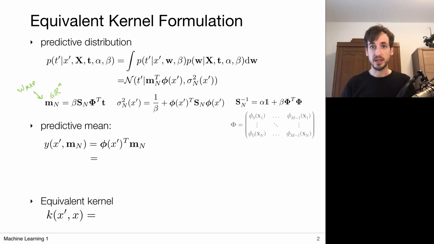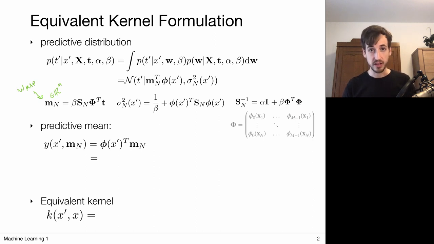So this Mn really is like my Bayesian averaged model parameters. And then in order to turn this into a mean prediction for every point X prime, I just take the product with the basis function. So this really is expanding the basis using these weights. And that gives me a prediction for the mean for my target distribution at point X prime. Okay, and now the main point here is that this predictive distribution depends on my basis functions and the X prime, but nowhere do we see the W's anymore. So my predictive distribution at X prime is completely determined by my data points, really.